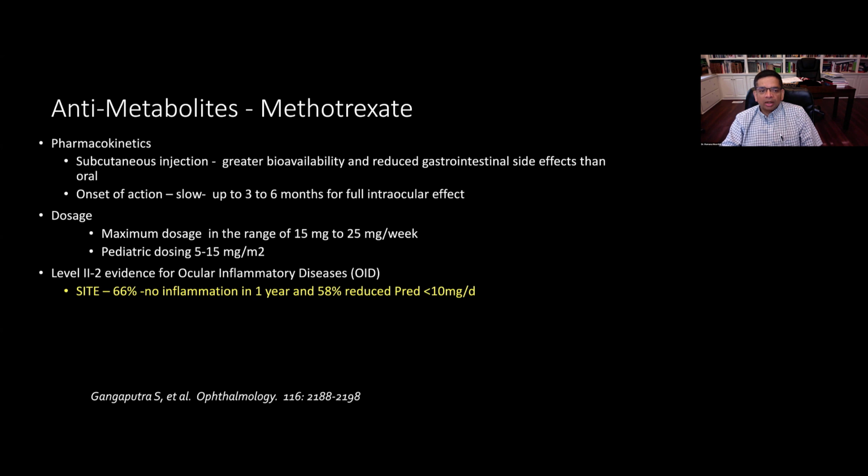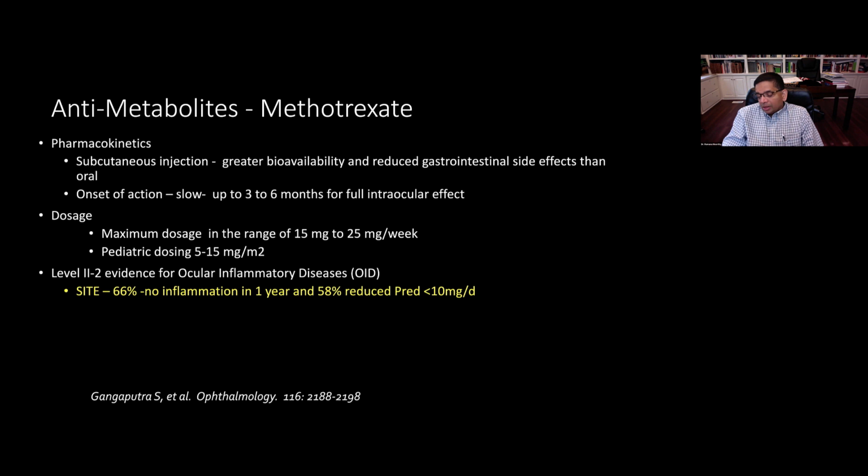So the pharmacokinetics, typically we give it orally or subcutaneously, and it's a slower acting agent, tends to last long, and so it's given weekly. It takes up to 3 to 6 months, really 6 months, to have full intraocular effect. Level 2 data and now level 1 data that I alluded to earlier shows that, in the SITE data, 2/3 of patients had no inflammation at 1 year, and 58% were able to reduce their prednisone doses to less than 10 milligrams daily.